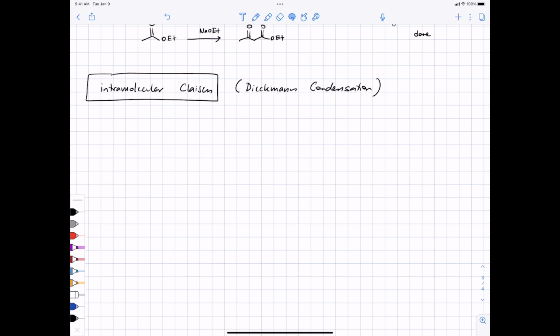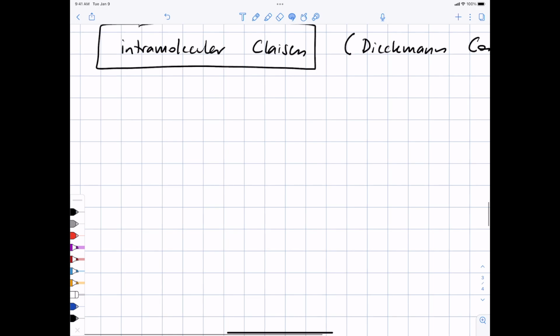Anyway, sorry. Intramolecular Claisen reaction. We're going to do the same thing we did with the aldol. That is, let's take a molecule that has two esters.